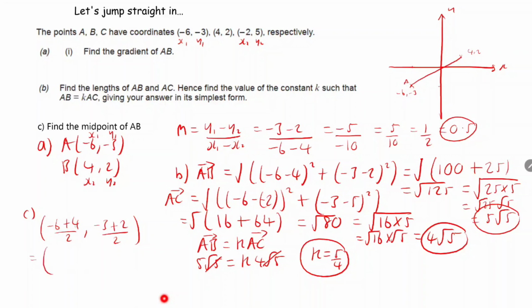Which gives us -6 plus 4, which is -2. -2 divided by 2 is -1. And then -3 plus 2 is -1, and -1 over 2 is -1/2. We could just check on our diagram that seems realistic. So -1 and -1/2, which puts us about here, and you can see that it is the midpoint.